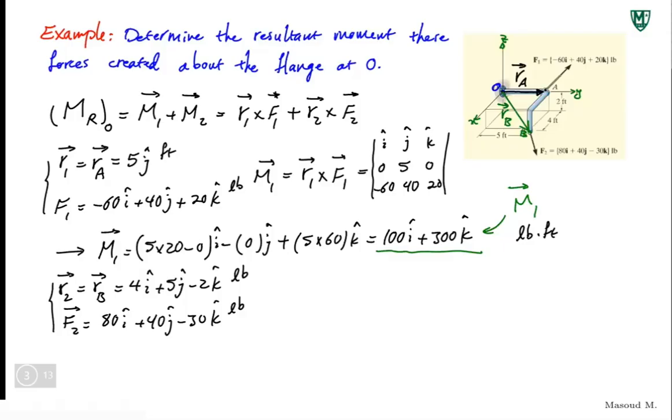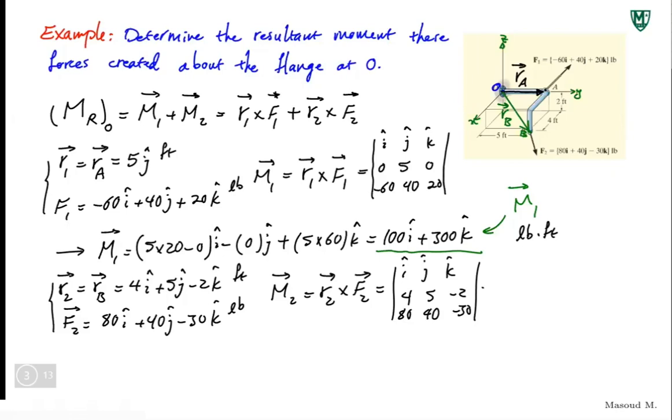This is a moment, so force times distance. Obviously R is not pound, R is foot. So from there I can find M2. That would be R2 times F2. i, j, k unit vectors. R components, we have 4, 5, minus 2. And for F, we have 80, 40, minus 30. I'm not going to do the math for this one, but if you do the calculation, you should get minus 70i plus 40j minus 240k. And this would be M2, and the unit for that is also pound foot.